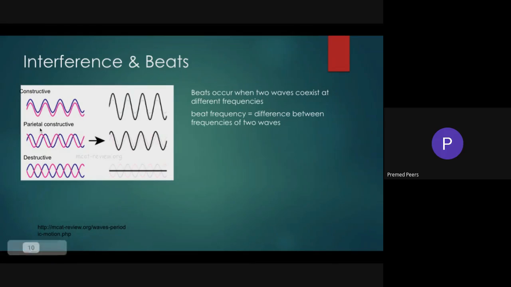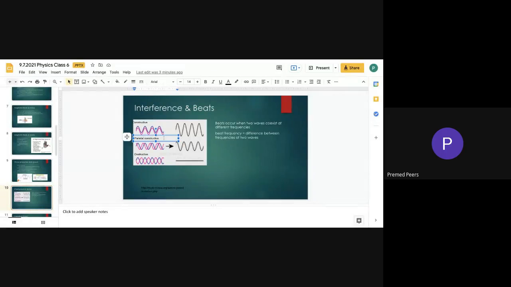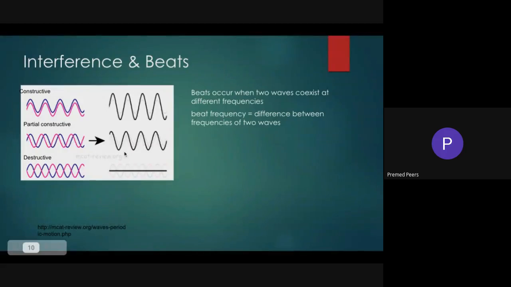Oh, sorry, this should say partial constructive. So partial constructive is where it builds up in some points because it kind of matches up, but then it is destructive in some points. So that's why you see it's increasing, say, at this point, and then it decreases at other points. So partial constructive is kind of out of phase. It's not 180 like in destructive, but it is not completely lined up like in constructive.